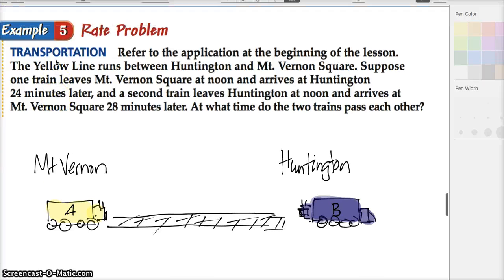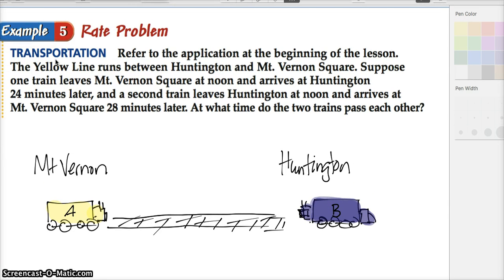Hey, Algebra 1, we're back with the last section of section 12.9. We're going to talk about a couple of rate problems. So, transportation. This problem refers to some information that we got in the beginning of the chapter, and we'll go back to that in a moment.